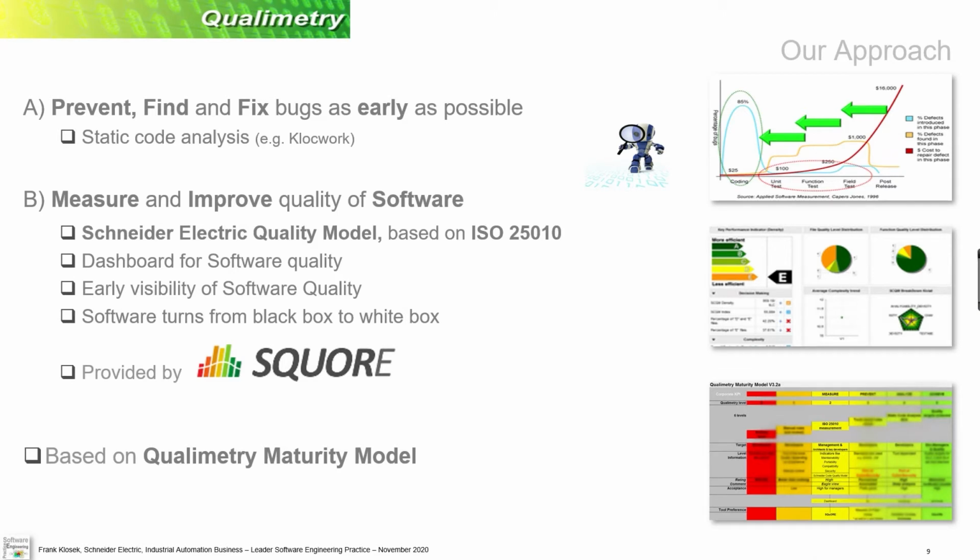So our qualimetry approach has mainly two pillars. The first one is to prevent, find and fix bugs as early as possible. It's clear. If you look at the curve on the right, maybe you know that the later you find the bug, the more costly it will be. If you find it during coding, it's pretty cheap. It's a matter of minutes, hours, and no longer days. What you for sure can spend when you find a bug shortly before releasing something or even at your customers.